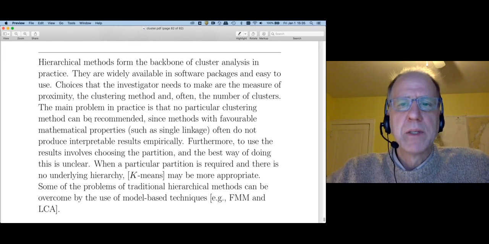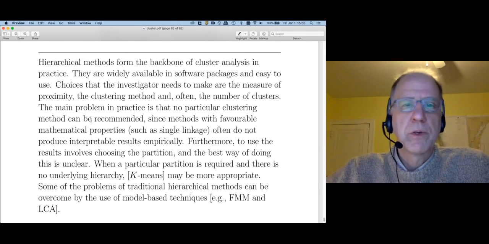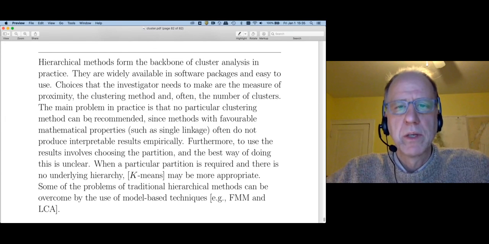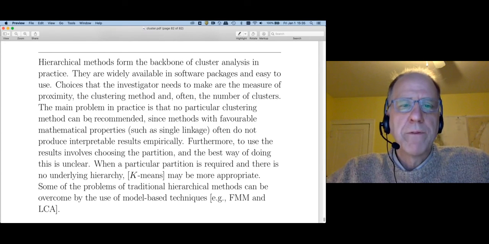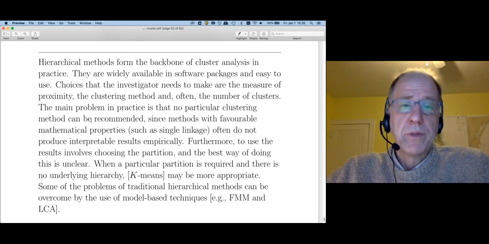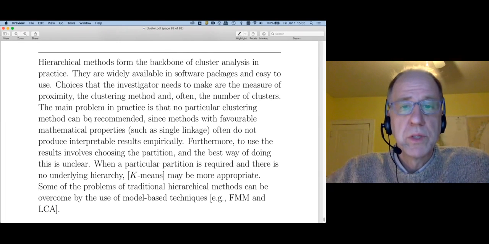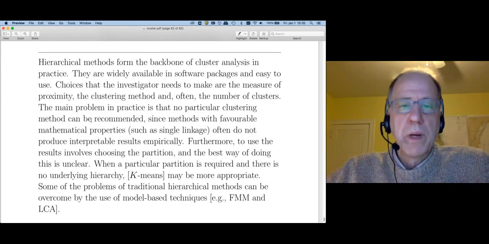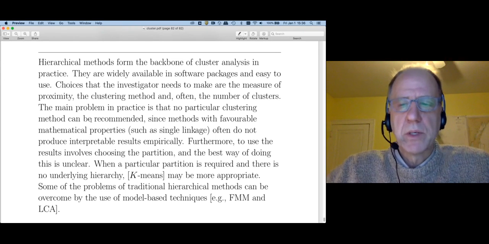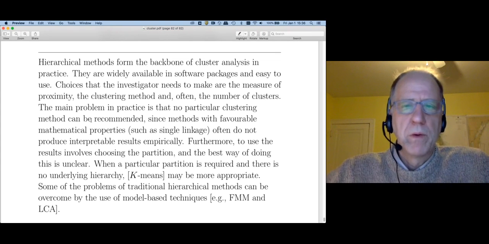The main problem with these methods in practice is that no particular clustering method can be recommended, since methods that have favorable mathematical properties, so single linkage has some nice properties, often don't produce interpretable results empirically. Furthermore, in order to use the results, we have to choose some partition, and the best way of choosing exactly where to stop is not really clear. When a particular partition is required, and there's no underlying hierarchy, so if you have a hierarchy as you would with, say, evolutionary biology, you would have a strong motivation, but if you don't have such a hierarchy, then k-means may be more appropriate, or some of the model-based approaches like finite mixture models or latent class analysis.